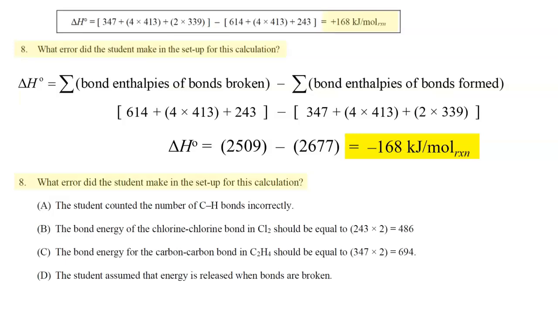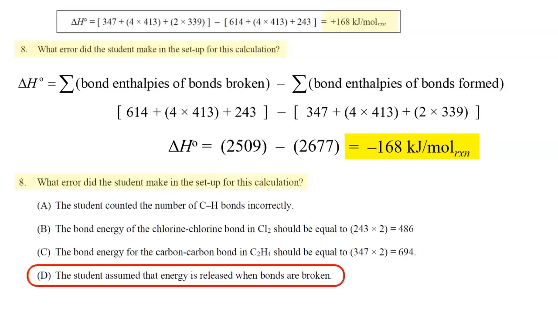So as far as the correct answer to question 8, what error did the student make in the setup for this calculation? Because they got it backwards, the student assumed that energy is released when bonds are broken. In other words, they put the bonds broken in front of that minus sign. They have it backwards, so they assumed that breaking a bond would release energy and that forming a bond would absorb energy. Because they got it backwards, that's why the sign is positive 168 instead of negative 168. So the correct answer to question 8 is choice D. The student assumed that the energy is released when bonds are broken.